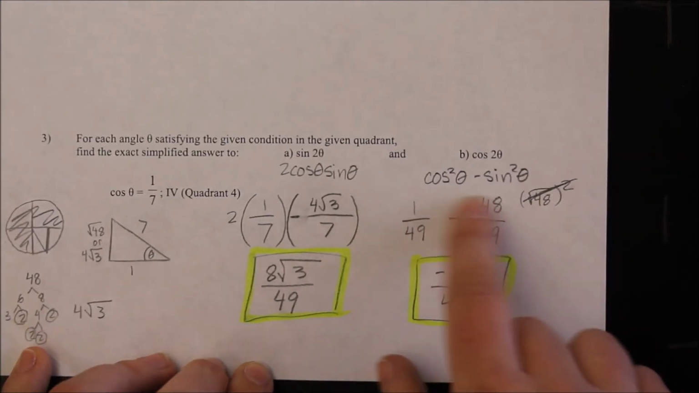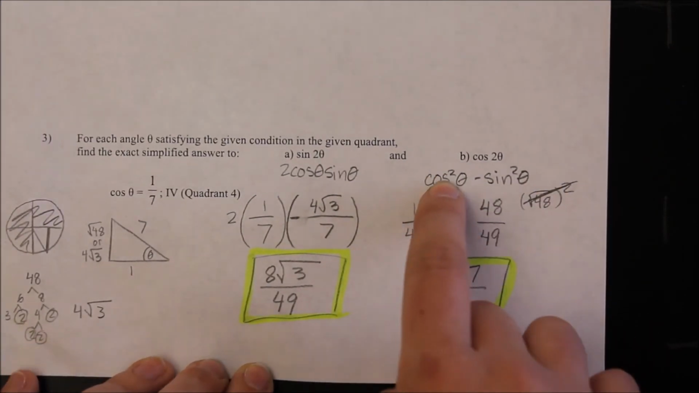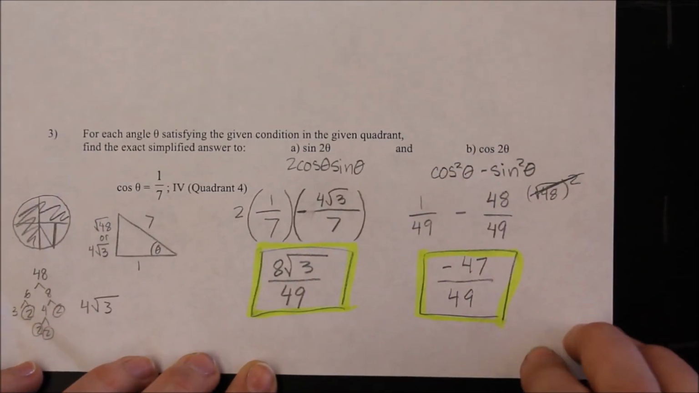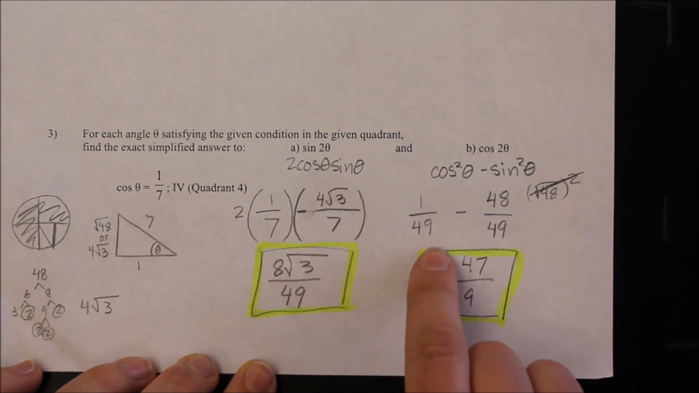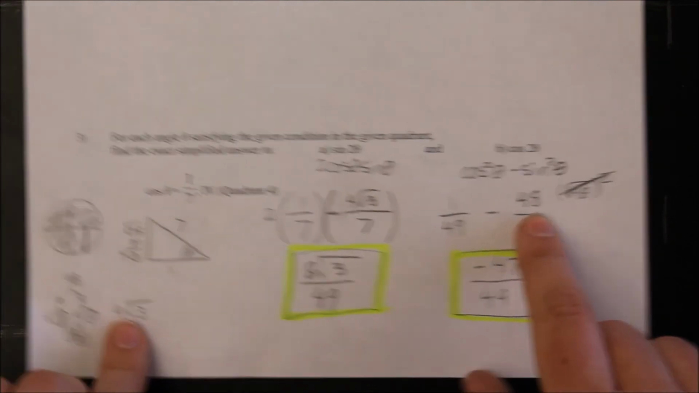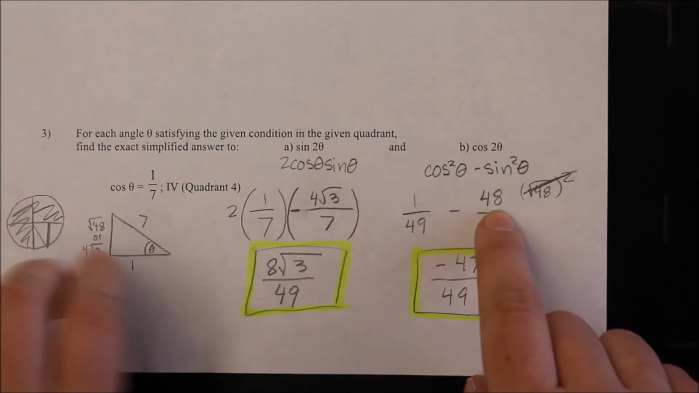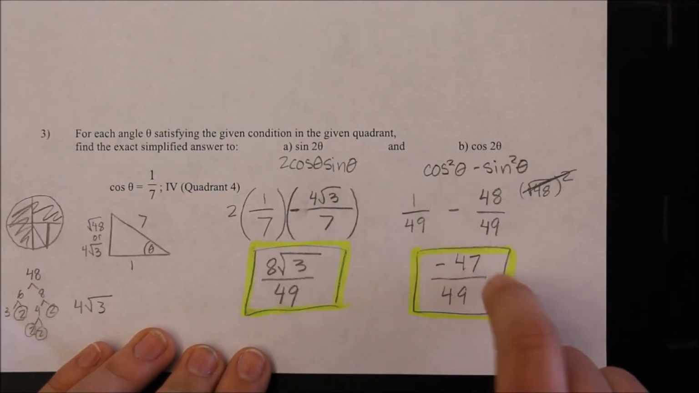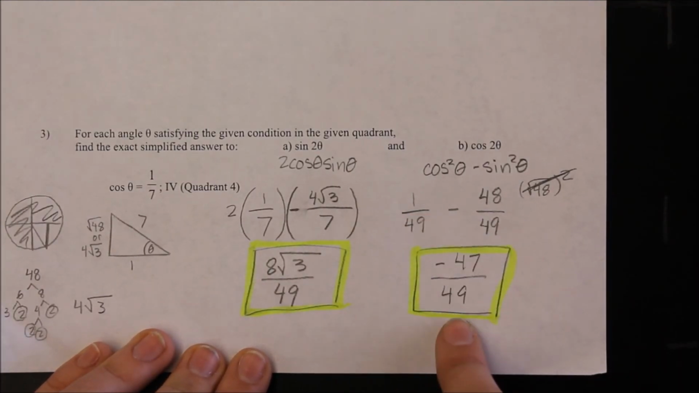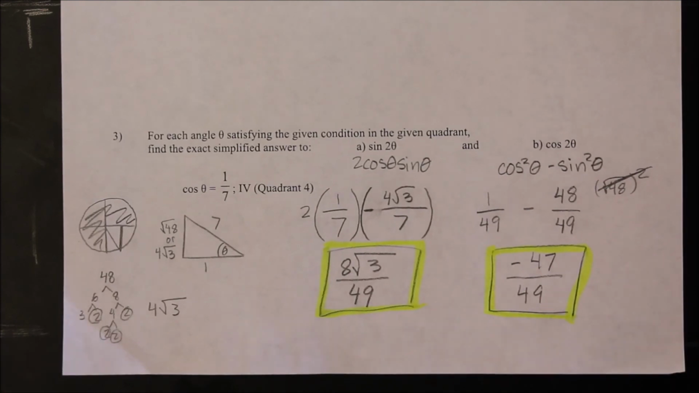Then you plug into our cosine, so it'd be 1 squared over 7 squared is equal to, much easier to square, the non-simplified square root of 48. Negative 47 over 49 would be our answer, and that's it.